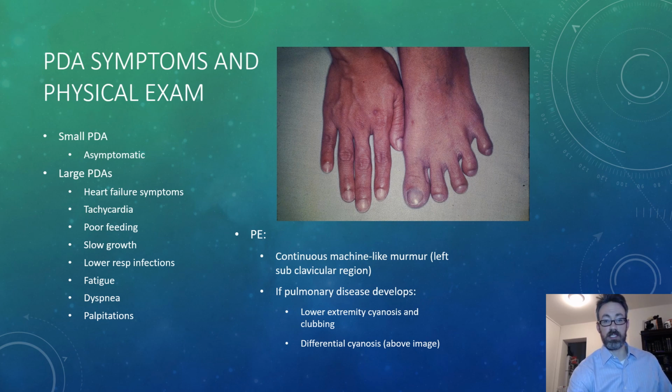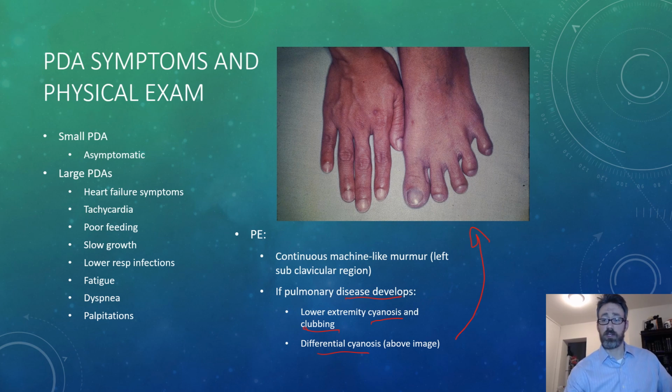Now, pulmonary disease develops, as I mentioned. What you can end up with is lower extremity cyanosis and clubbing, as well as something called differential cyanosis, which you can actually see up here. So again, these are normally acyanotic lesions, but they can progress to cyanotic, and the progression would take time. But in this case, let's say the pulmonary vasculature becomes high resistance, that can start to shunt blood in the reverse direction from the pulmonary vasculature into the aorta, because now its pressures are higher.